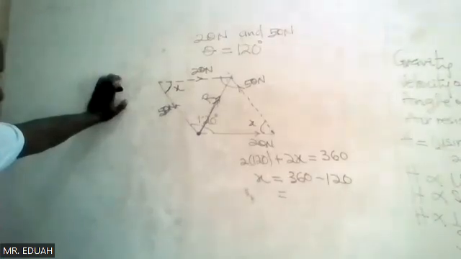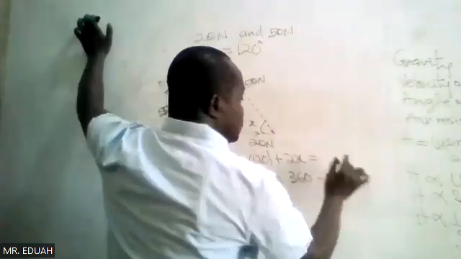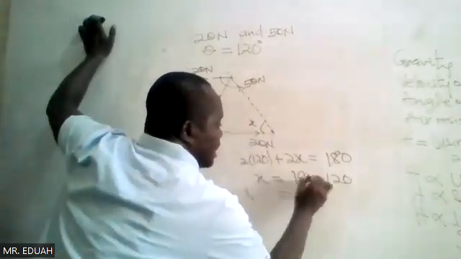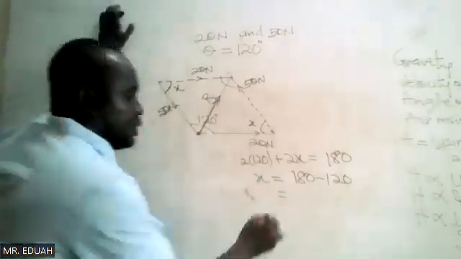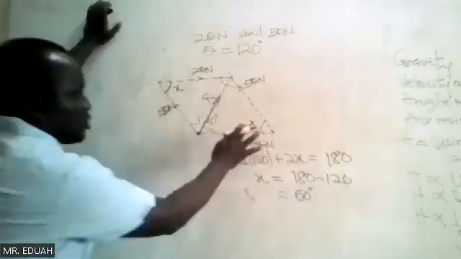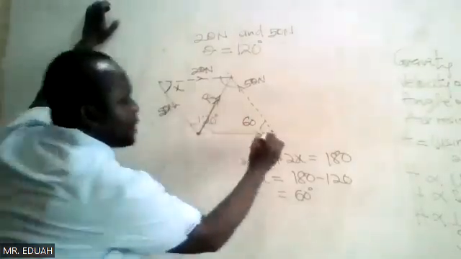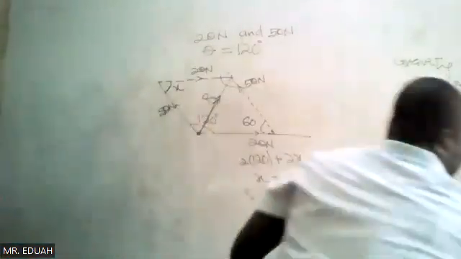Hello, class? Let me hear from you. Oh, sorry, this is 180. That's 180. Yeah, we divided through by 2. So 180 minus 120, this is 60, right? Yes. Good. So this is 60. This is also 60.